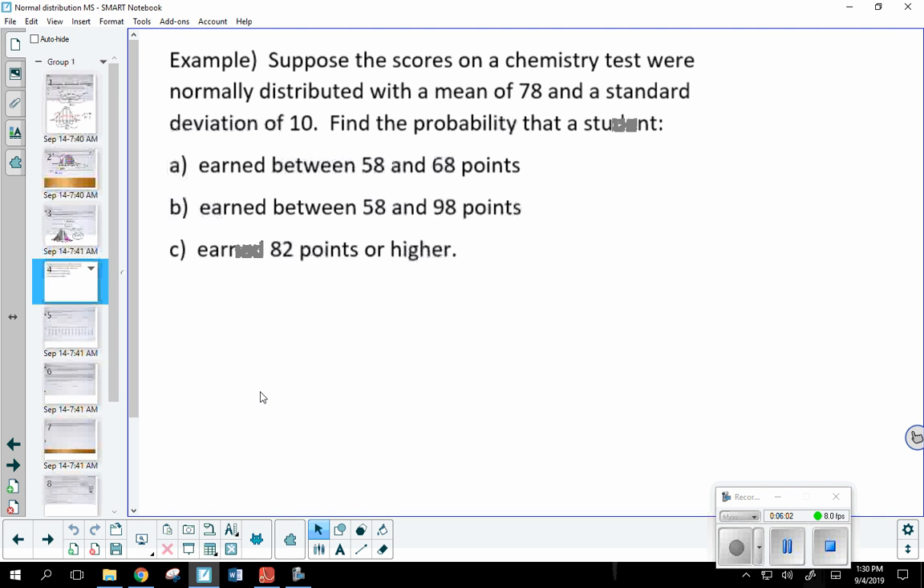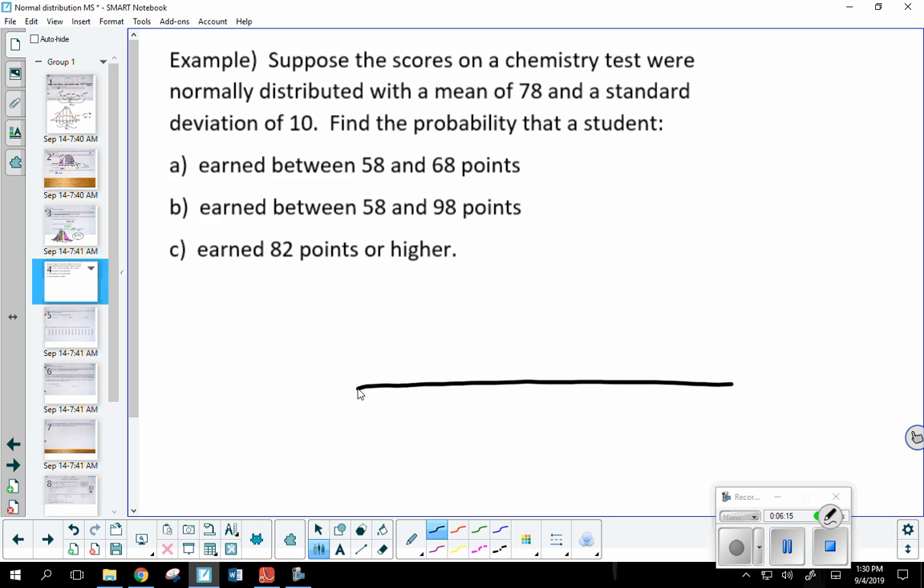Okay. So what did we start talking about yesterday? Okay, normal distribution. This is a way of looking at data where it's going to be symmetrical. So we have this bell curve right here. This is the one instance where the mean, the median, and the mode are all what? They're all the same. Okay, so we got through several examples yesterday.